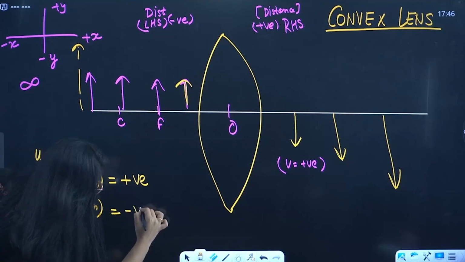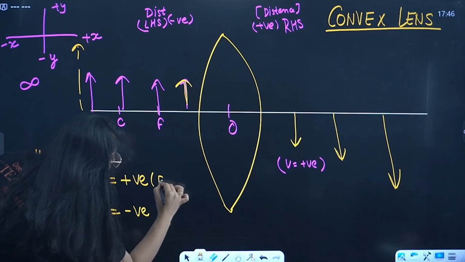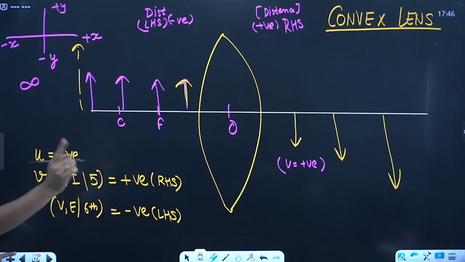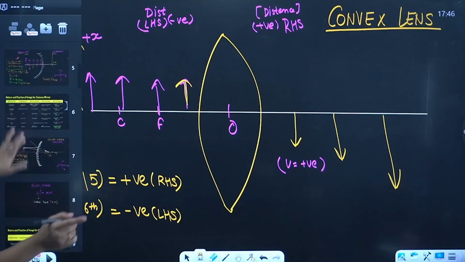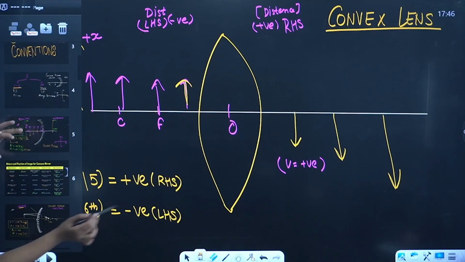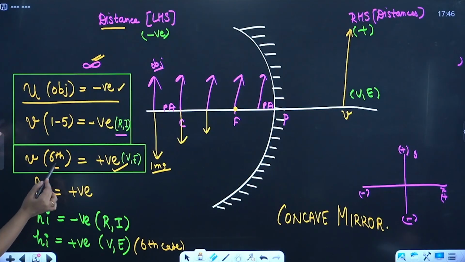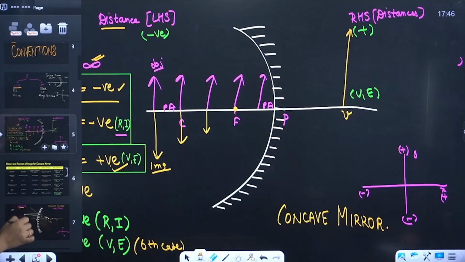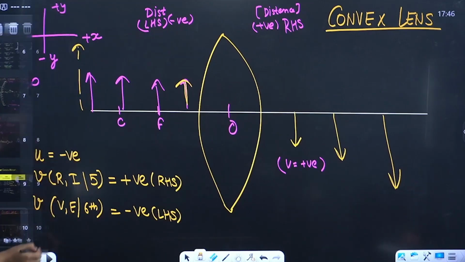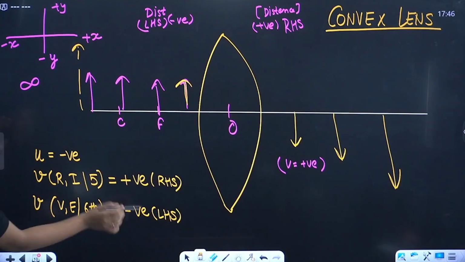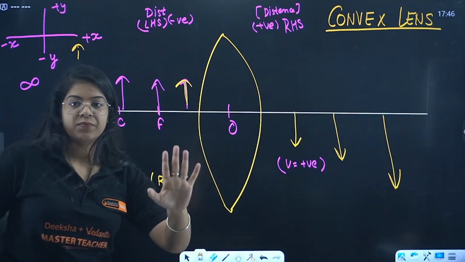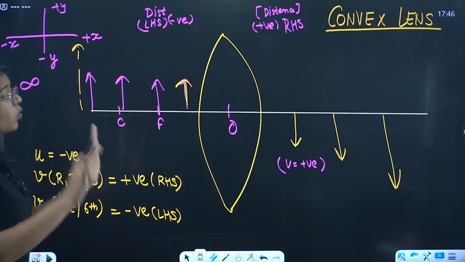That is your negative. Now this is right hand side. This is left hand side. Mind you, this is just opposite of the mirror. See, 6th case, negative. 6th case, positive. Understood? 6th case, positive. First 5 cases, negative. Now here, first 5 cases, positive. 6th case, negative. Just the reverse of the mirror. Yes? Understood? This is the only thing that is different.